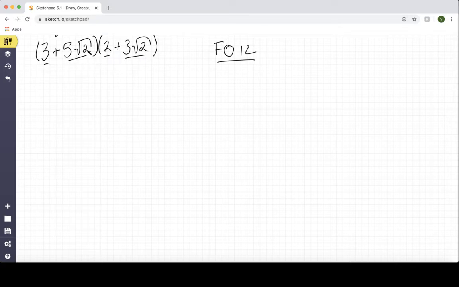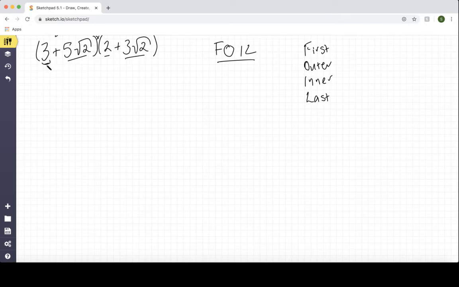So the way you have to work things out when you've got two things in brackets like this, brackets next to each other, just means you're timesing them together. So this FOIL stands for first, outer, inner, last. Basically, when you're timesing these two things together, you first times the first. If you look at the brackets, there are two things in each bracket. In this bracket you've got 3 and 5 root 2, and in this bracket you've got 2 and 3 root 2.